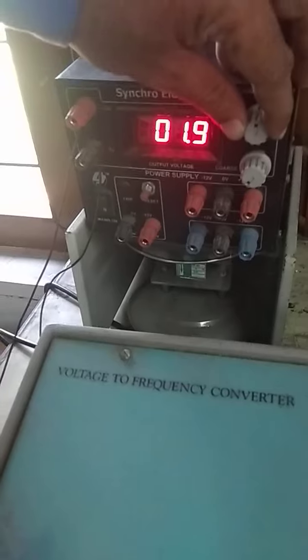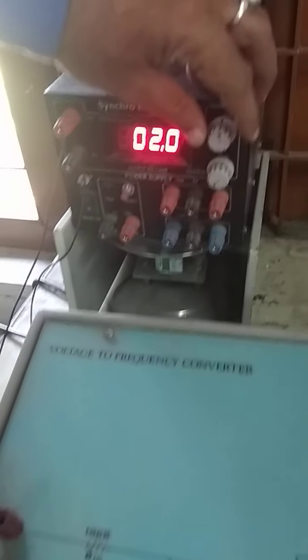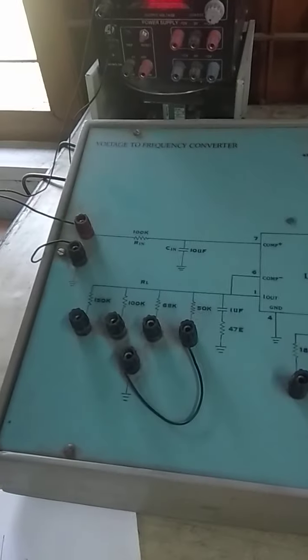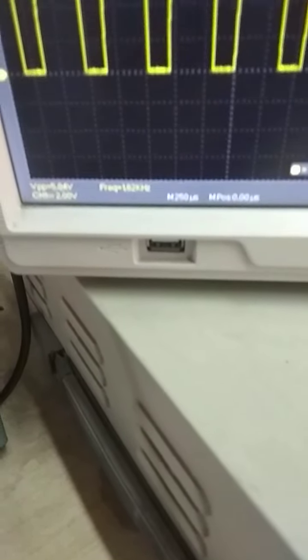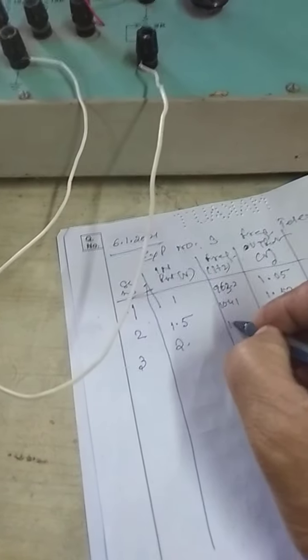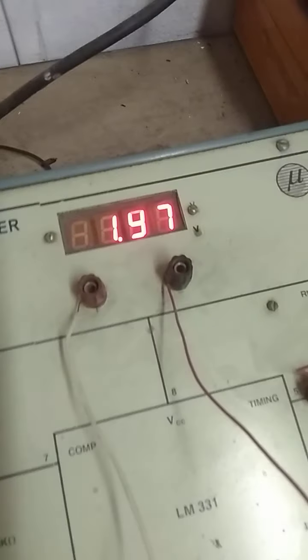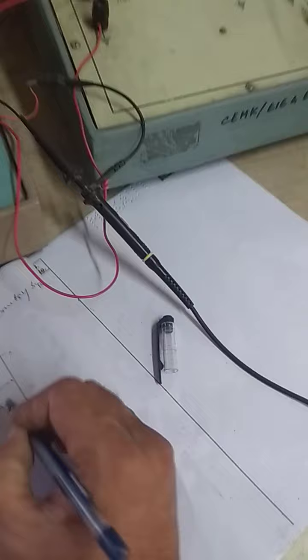One more reading we can show you with 2 volt at the input. Corresponding frequency here we are getting is 1082 hertz. Output is 1.98.